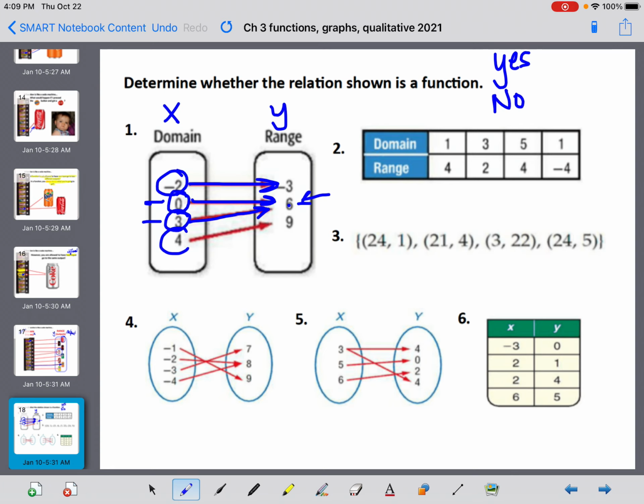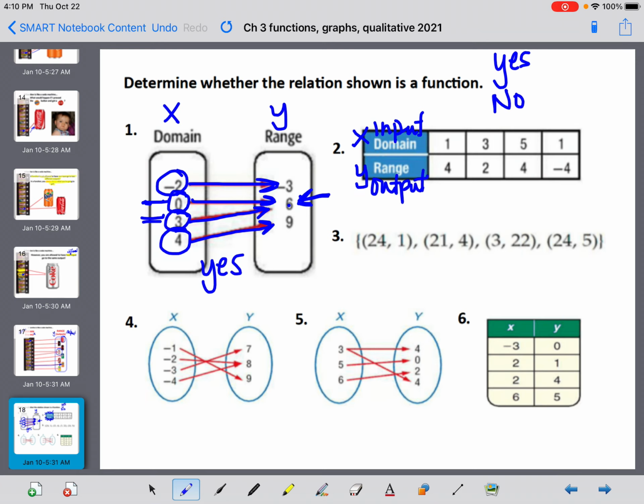Hopefully you said yes, because that is fine. I can have two different inputs give me the same output. That still will qualify as a function. Now the 4 is only going to the 9. So this one, yes, it is a function. Okay, let's look over here. Here's a data table. Remember, my domain is my x or my input, right? And my range is my y values or my output.